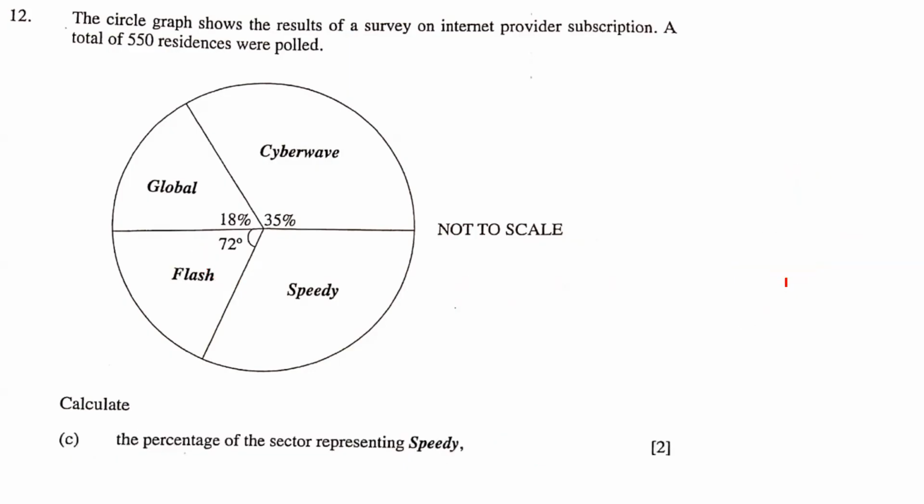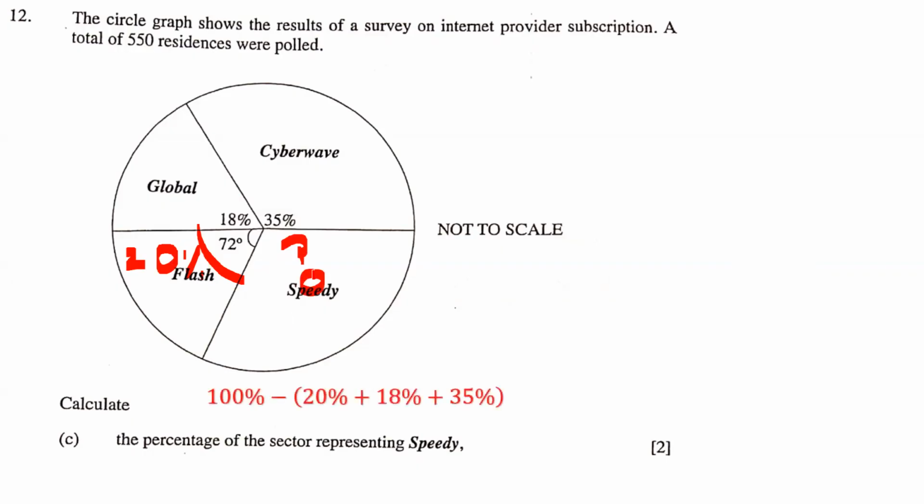Now let's move on to question C. It says they want the percentage of the sector representing speedy. We already know from the previous question that 72 degrees accounts for 20%, so let's make a note of that. So this is 20%, this is 18, this is 35. And we just have to figure out what it is for speedy.